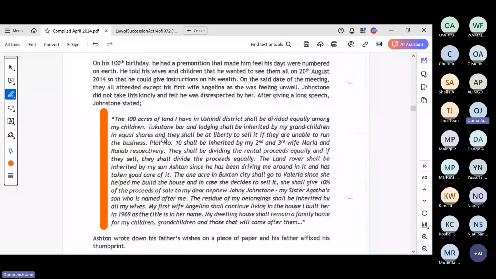Okay, on the 100th birthday. So this person has had a premonition that made him feel like his days on earth are numbered. He has told his wives and children to see him on the 20th of August 2014. Now that is a will dated 20th of August 2014. So is that will valid, and why is it valid? And so let's start with Abdisalan.